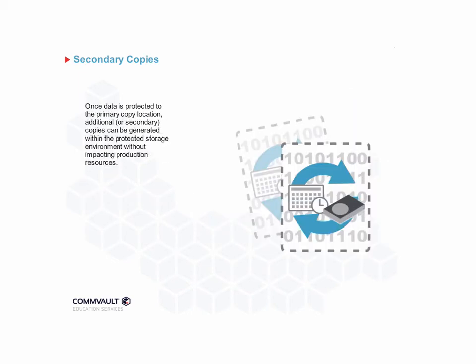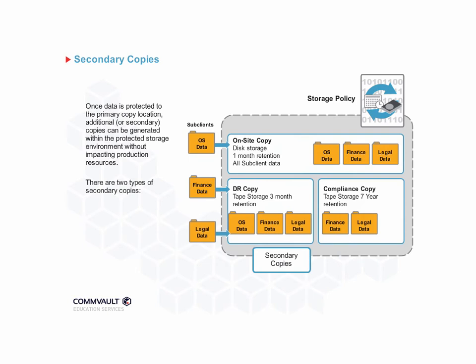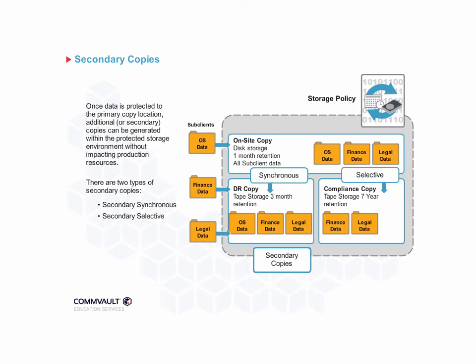Once data is protected to the primary copy location, additional or secondary copies can be generated within the protected storage environment without impacting production resources. There are two types of secondary copies: secondary synchronous and secondary selective. You can configure as many secondary copies as needed to manage stored data. This gives you the flexibility to meet company policies.